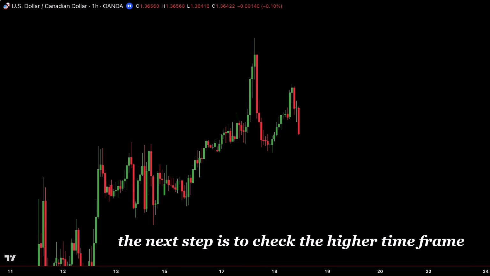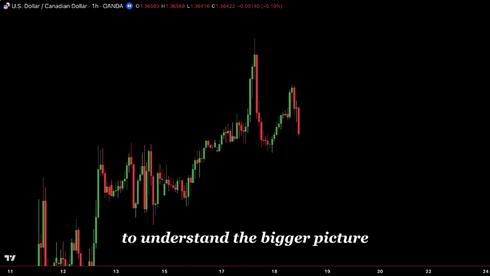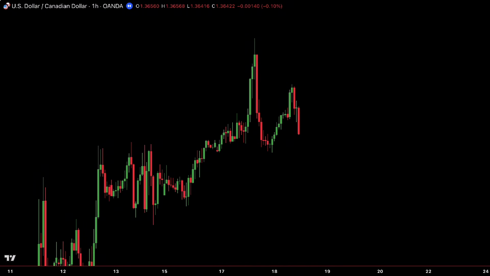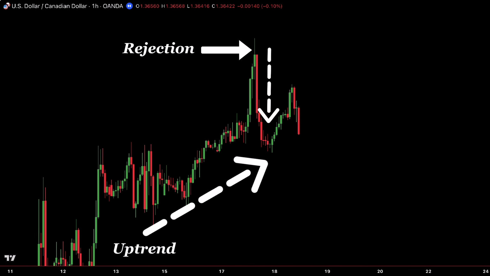The next step is to check the higher time frame to understand the bigger picture. On the hourly time frame, the market was previously trending upward, then it got rejected and started trending downward. Here we have the first impulsive move, followed by a pullback. This suggests that the market may now be entering a new downtrend.